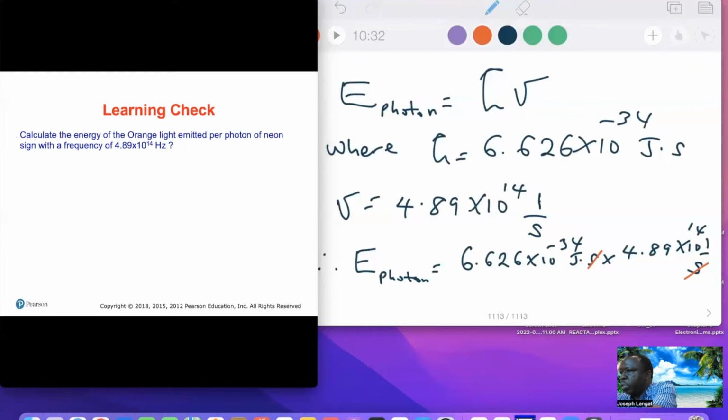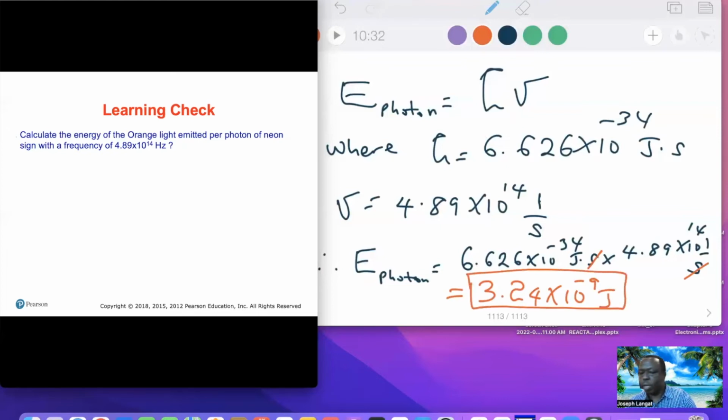In joules. If we want to change to kilojoules, that's fine. But nevertheless, here is the answer: 3.24 times 10 raised to negative 19 joules. SI units, joules. So remember that, double check. That is how to find the energy.